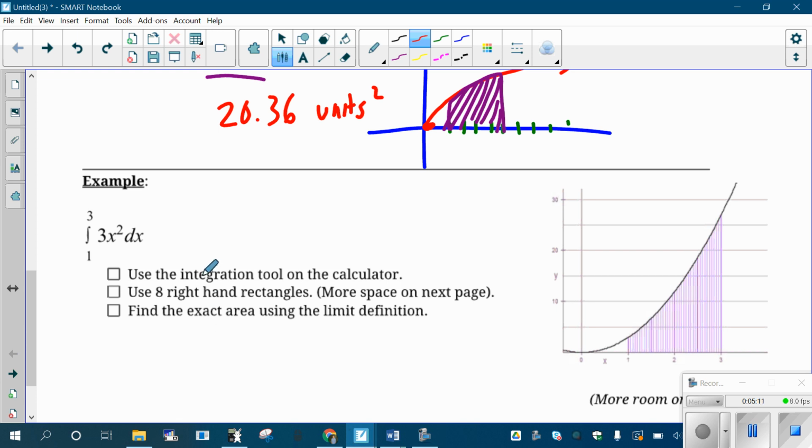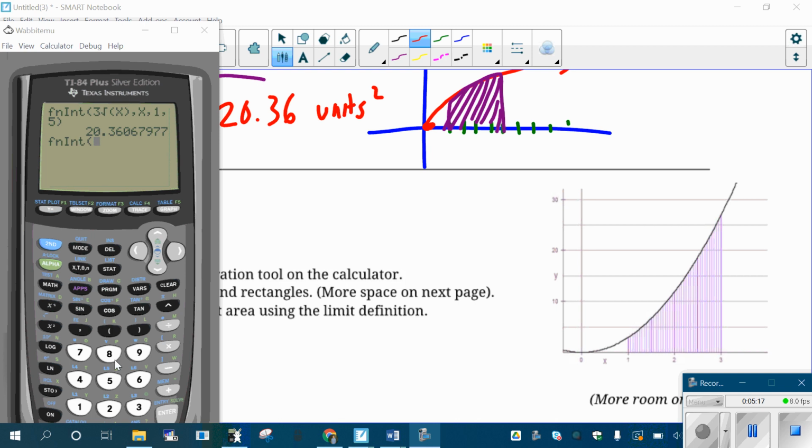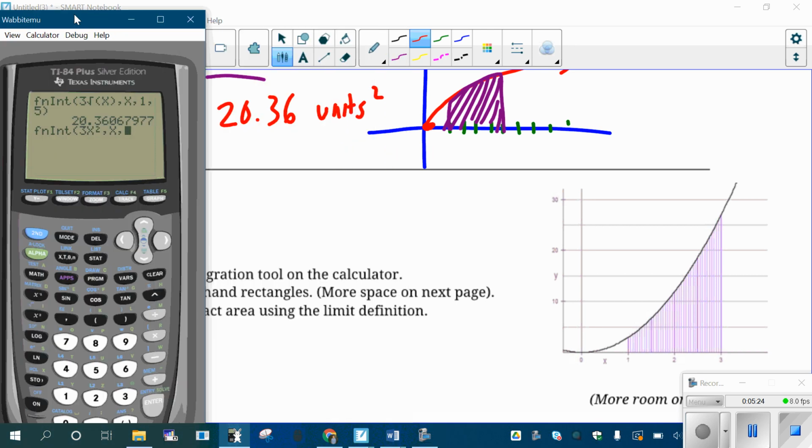First, let's use the integral calculator, or integral tool on the calculator. So the area underneath, oops, sorry. So the area underneath 3x squared, I put a comma x, from 1 to 3.